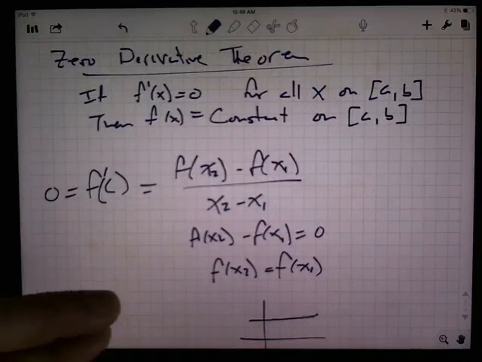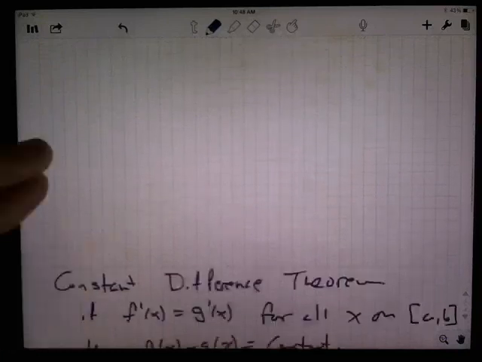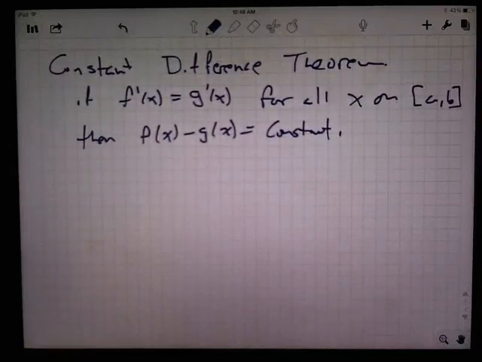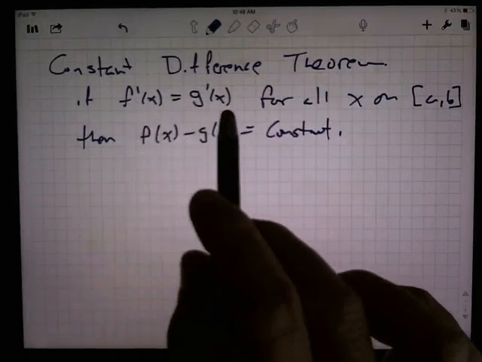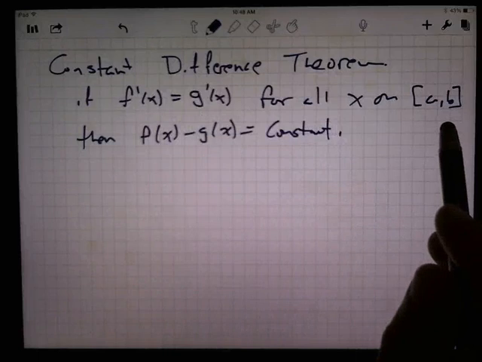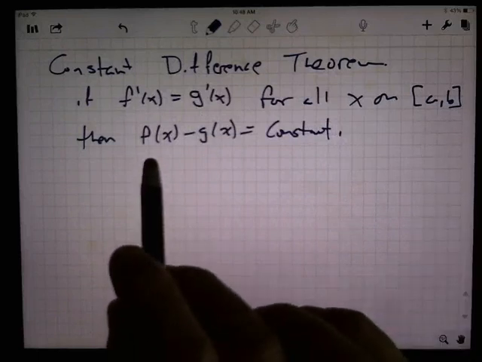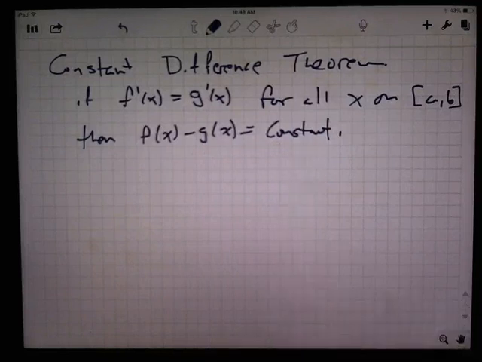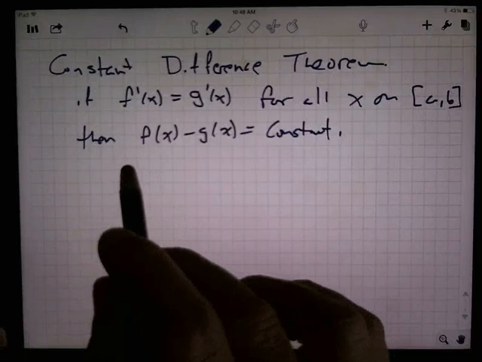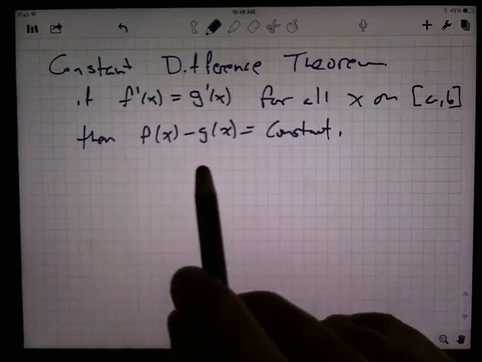And then the next step is what's called, let's see if I've got it down here. Yes, I have, what's called the constant difference theorem. And it says this: if you've got two functions that have the same derivative, if f prime of x equals g prime of x for all x on the interval from a to b, then the difference between the two functions is constant. Right? And this is fairly easy to prove.